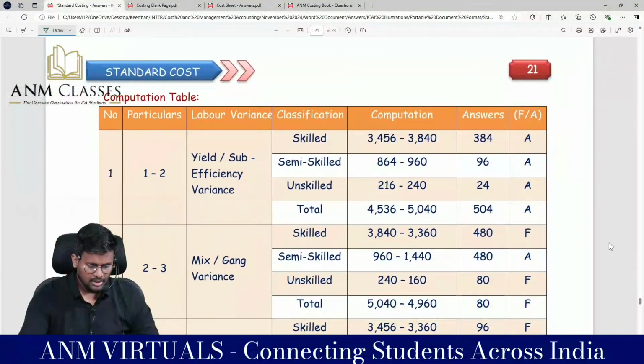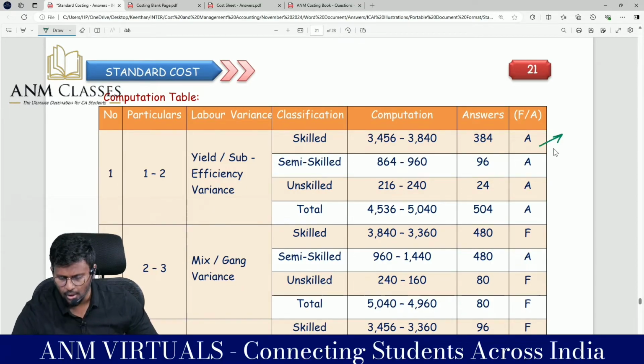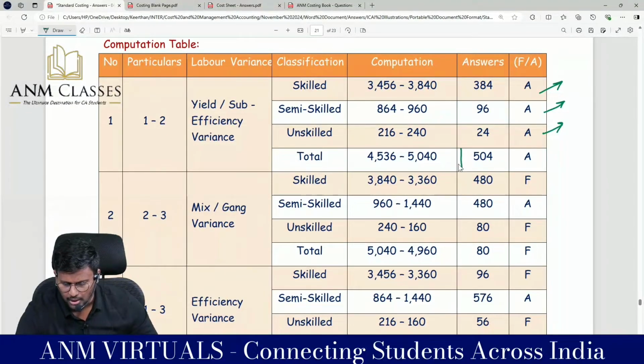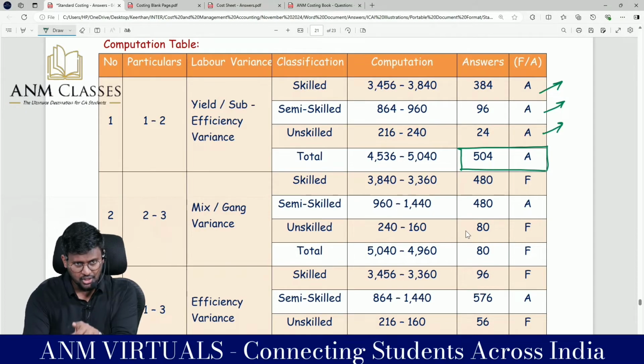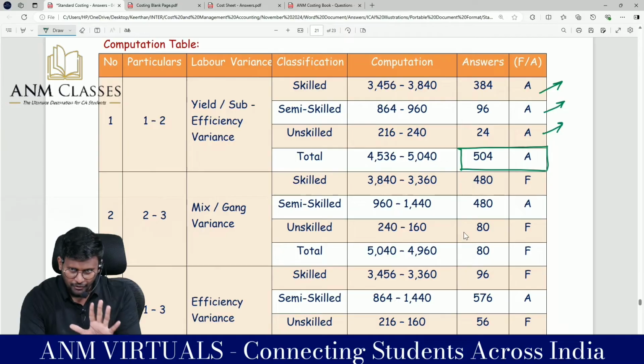Comfortable? Sir, 1 minus 2, labor என்ன variance? Yield variance, otherwise called as skilled. 384 adverse, 96 adverse, 24 adverse, total 504 adverse. From the response, I am able to appreciate or understand that you have done only total. Hello? You have done only 50% of the answer.